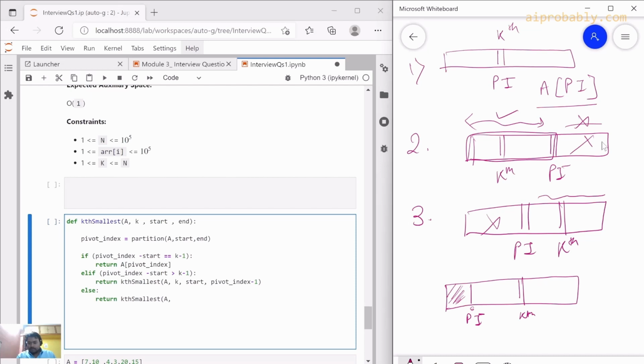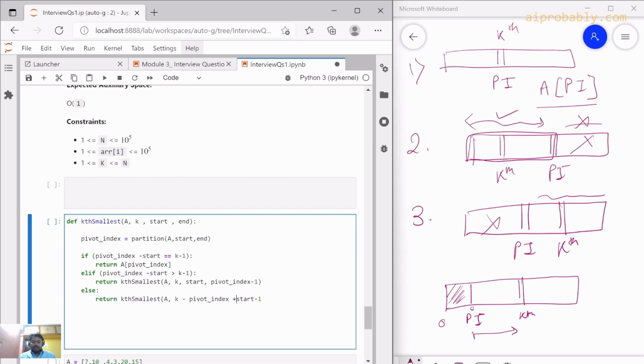So I have to update my start as well as the kth value, because the kth value is the kth index from the start location, this is the reference. But if we take this as a reference, then the kth index will not be the same, it will be different as per the reference from this location. So I will mention that reference value here, which will be k minus pivot index plus start minus 1. So this is the reference which I will get in this particular k value here.